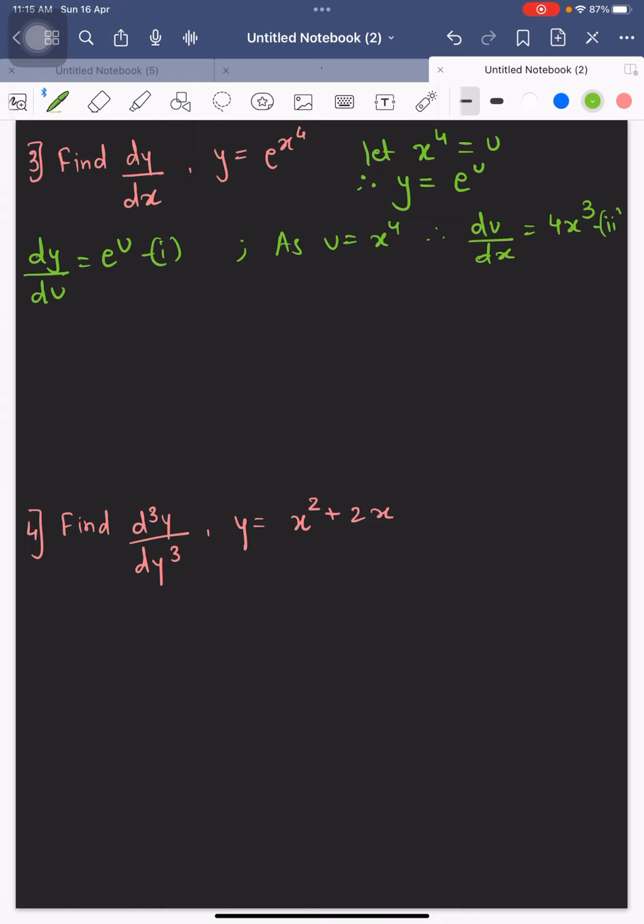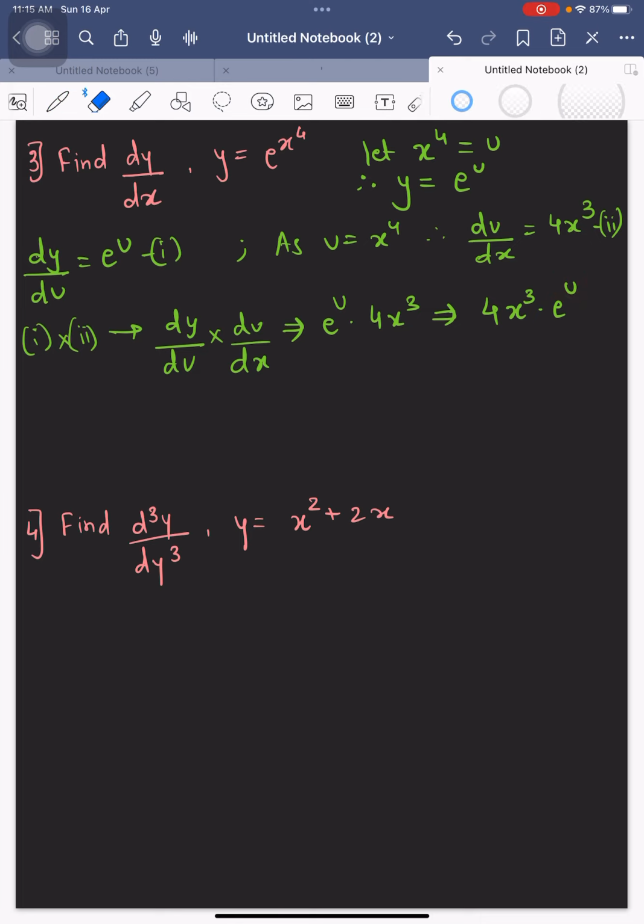This is equation number 2. Multiply 1 and 2. What we get? dy by du into du by dx is equal to e raised to u into 4x cube, which is nothing but 4x cube into e raised to u. Put back the value of u, we get 4x cube into e raised to u क्या था हमारा, x raised to 4. This is the answer.